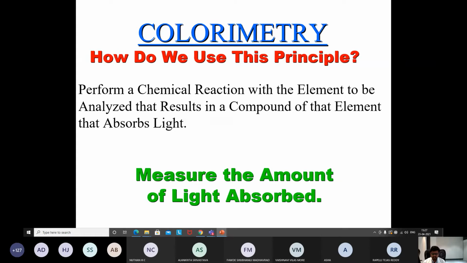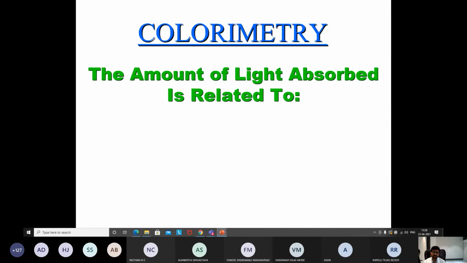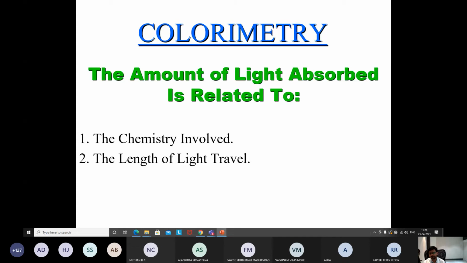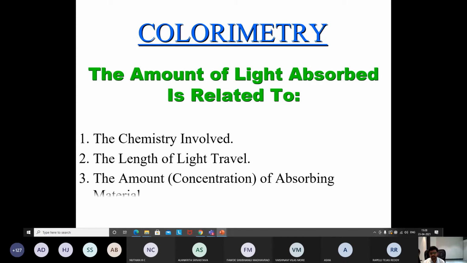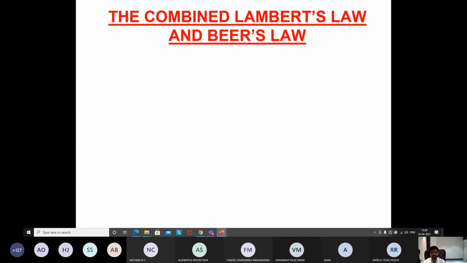So this indirect measurement is based on the amount of light absorbed. If the intensity of color is more, absorption of light will also increase, and it is going to give an indirect measurement of that particular substance. The amount of light absorbed relates to the chemistry involved, and it depends on particular factors: the chemistry behind that reaction, the length of the light travel, and the amount of absorbing material. If you take glucose as an example, it depends on the glucose concentration.